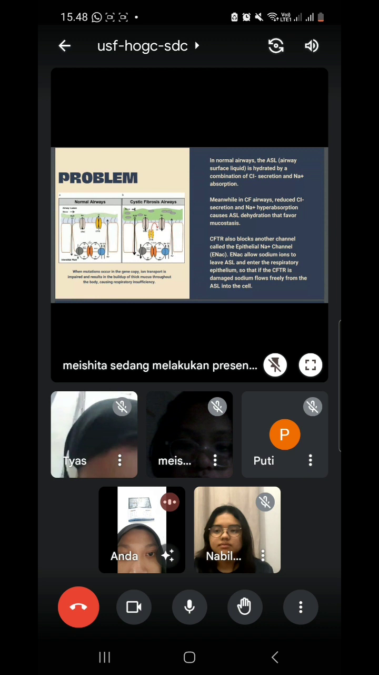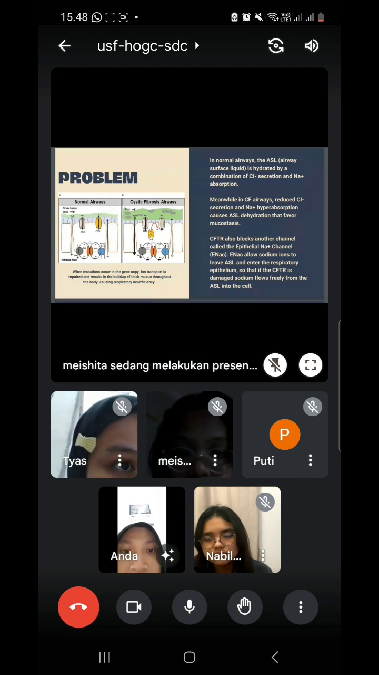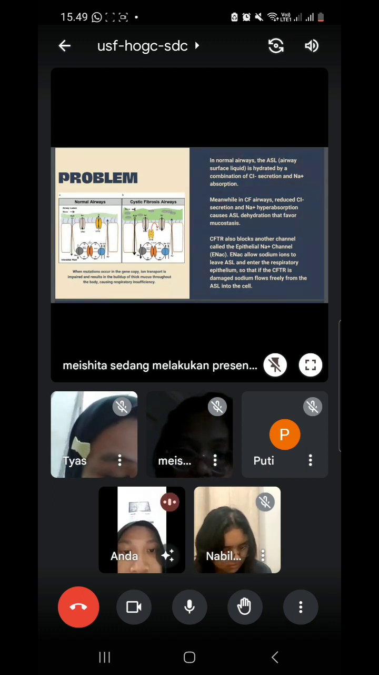CFTR also blocks another channel called the epithelial Na+ channel, or ENaC. ENaC allows sodium ions to leave the ASL and enter the respiratory epithelium. So if the CFTR is damaged, sodium flows freely from the ASL into the cell.